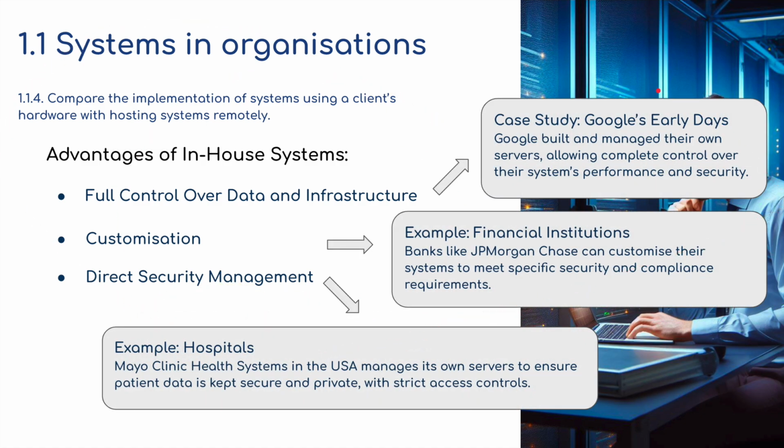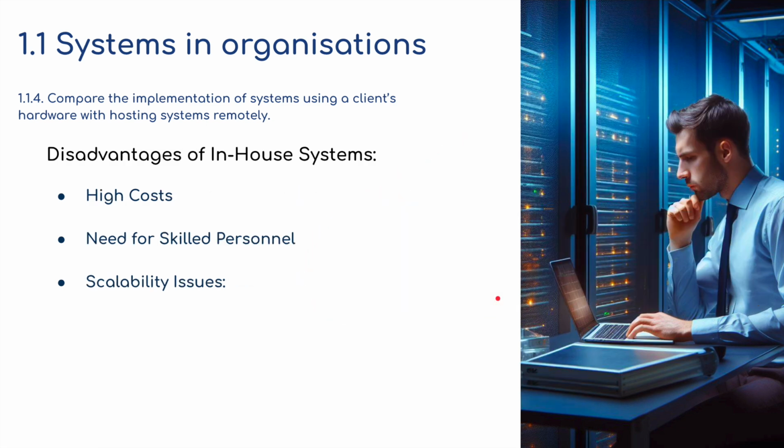And here we go. Google in the early days built and managed their own servers, allowing complete control over their systems, performance, and security. Banks like JP Morgan Chase can customize their systems to meet specific security and compliance requirements. And hospitals, an example here: Mayo Clinic Health System in the USA manages its own servers to ensure patient data is kept secure and private with strict access controls. Okay, so there's three examples there.